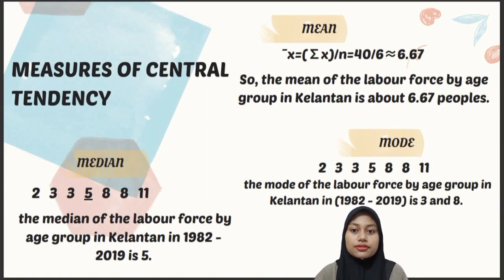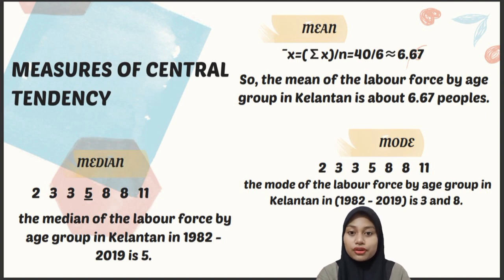I want to talk about measures of central tendency. The mean of the labor force by age group in Kelantan in 1982 until 2018 is about 6.67 people. To find the mean, you must divide the sum of the labor force by age group in Kelantan by the number of the labor force in the sample. Then, the median of the labor force in Kelantan in 1982 until 2019 is 5. This is because there are 7 entries, which is an odd number. So, the median is the middle of the 4 entries.